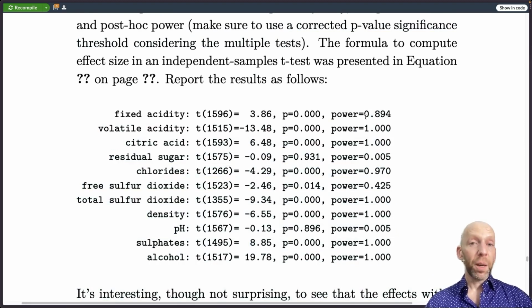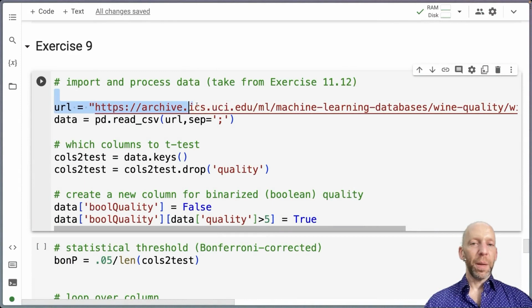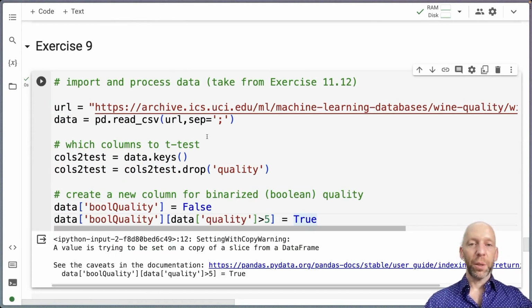I have a couple of remarks to make about these levels of power, and I will say more about this after I show you the code. Okay, so here I'm importing the data. These are the columns that we want to perform a t-test on, and here I create a new column for the Boolean quality variable. Again, there's nothing new in this code that you haven't seen before. It's all copied from, looks like exercise 12 in the chapter on t-tests.